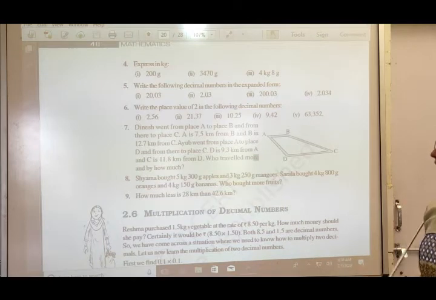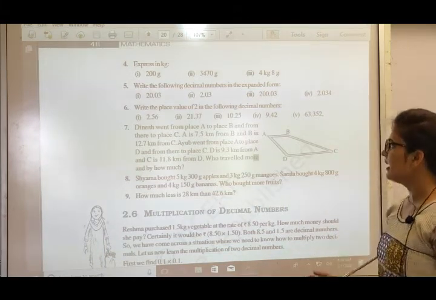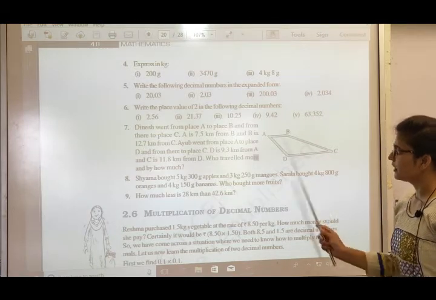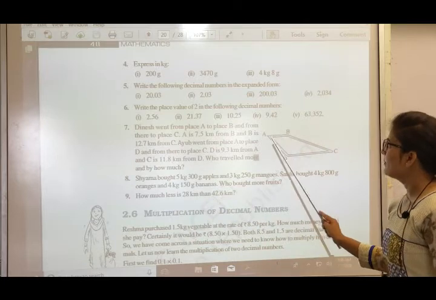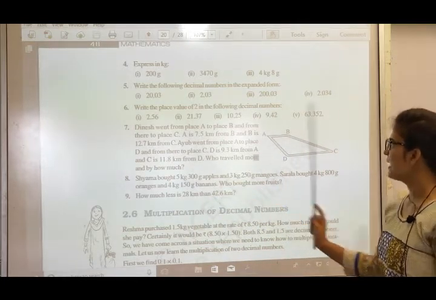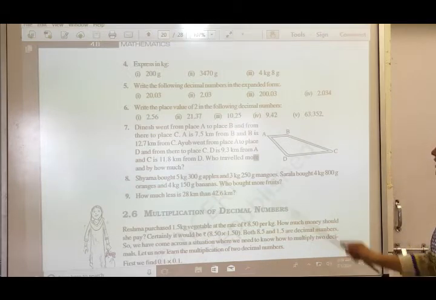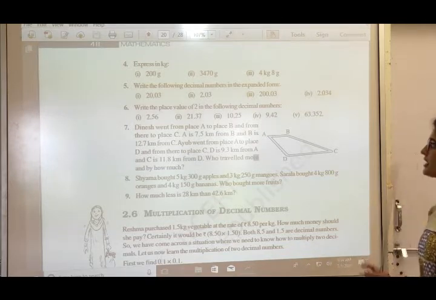Now two people are given. One is Dinesh and the other is Ayub. Both are travelling different distances. So here you can see Dinesh has started from place A to place B, then from there to place C. So he is only travelling from A to B, B to C. Now the distance they are covering between A to B and B to C is given over here.